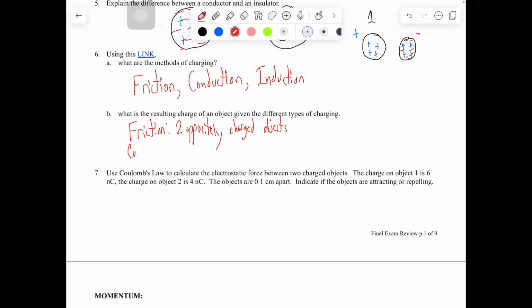Charging by conduction, you will always get 2 like charged conductors. And then charging by induction, it really depends. Depends on if the objects start out with a charge, if they start out neutral, how many charges they have. So it depends on the situation.